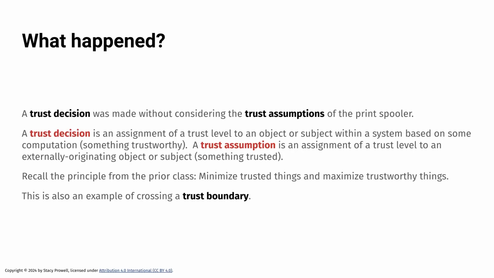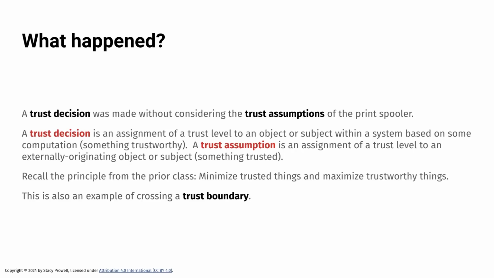A trust assumption, just what we have, is an assignment of a trust level to an externally originating object or subject, right? So what we're doing is we're violating that little maxim I gave you last time. We are trusting a thing and not necessarily having anything that is trustworthy.